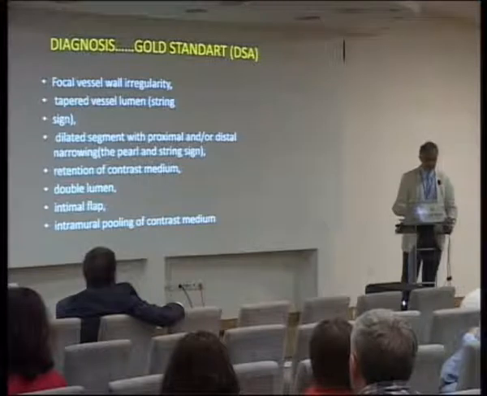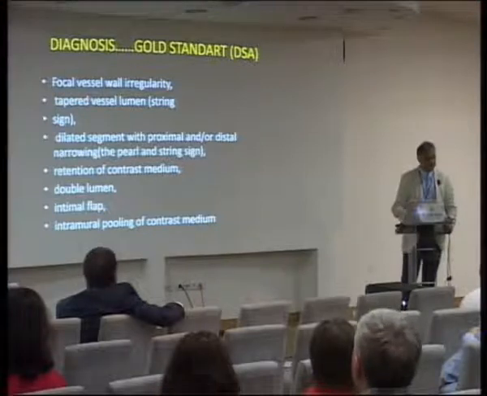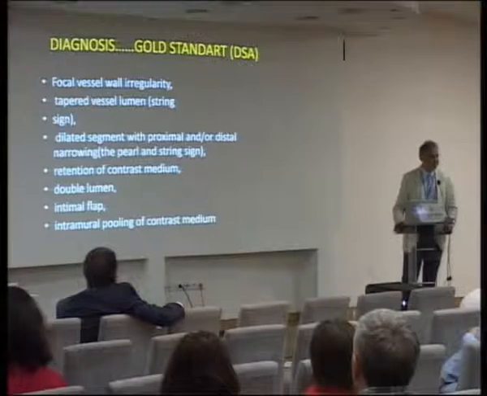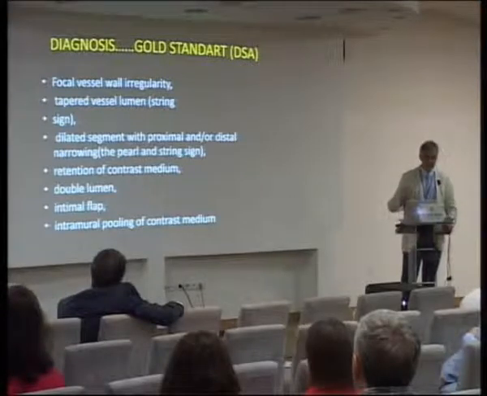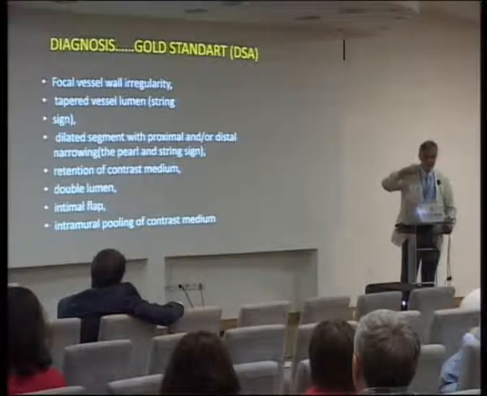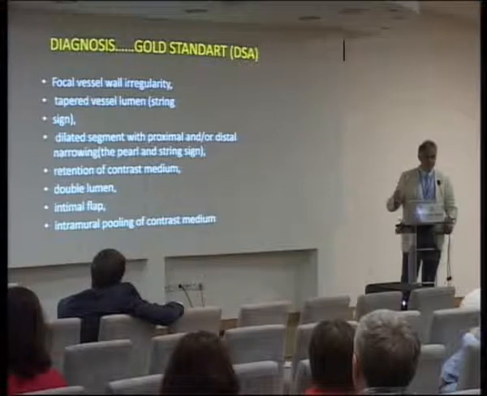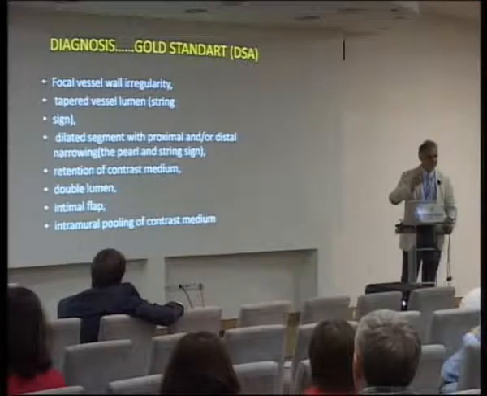What we are seeing from DSA, again, these are very well described: focal vessel irregularity, tapered vessel, and the pearl and string sign. But for me, the retention of contrast medium is important. Even when I am looking at saccular images, the saccular aneurysm has an inflow zone, turbulent flow and outflow zone, and an isolated local wall dissection can occur in the saccular wall also.